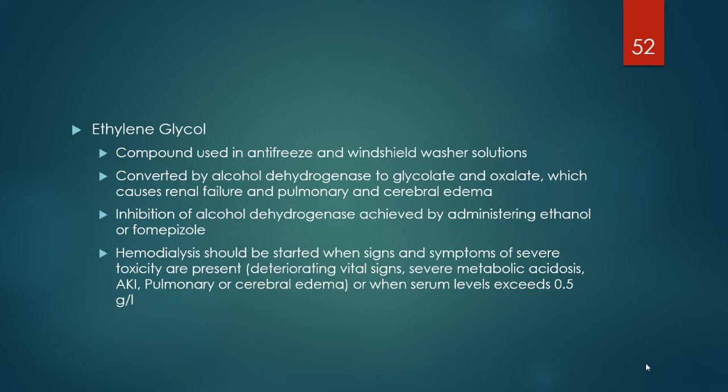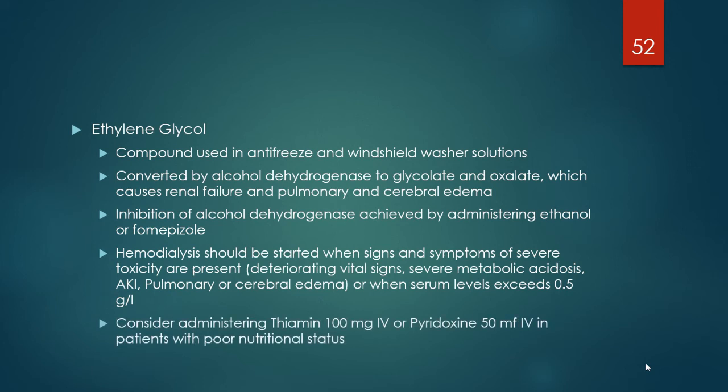And after that, 15 milligram per kg for another 12 hours until the acidosis resolves, or the serum concentration drops below 20, or 10 in the case of end organ damage. But we can consider giving thiamine and pyridoxine in patients with poor nutritional status.